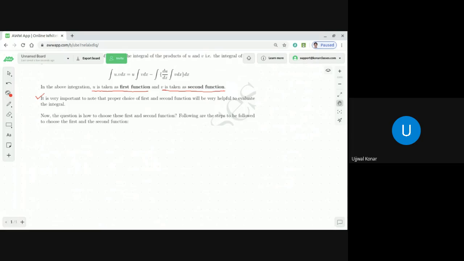Dear students, the moment you have selected the first function and second function effectively, 90% of the problem is done. After that, it leads to a very basic integration, in most of the cases. So hence, it is very important that we choose the first and second function very, very carefully, with due diligence. So how is it going to happen? Here is the rule. Here are the steps you need to follow.